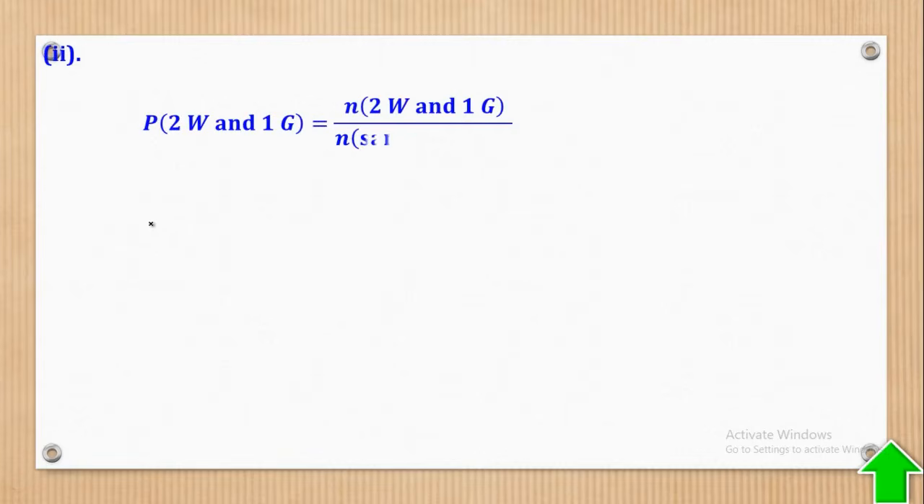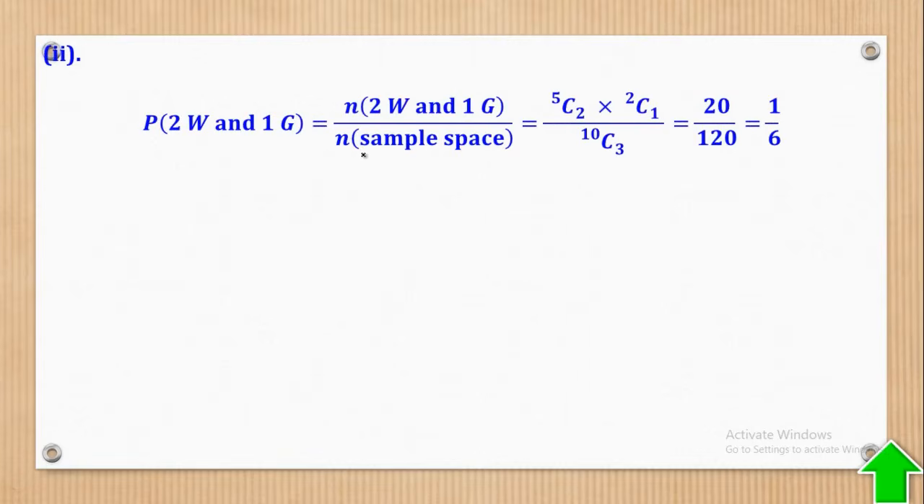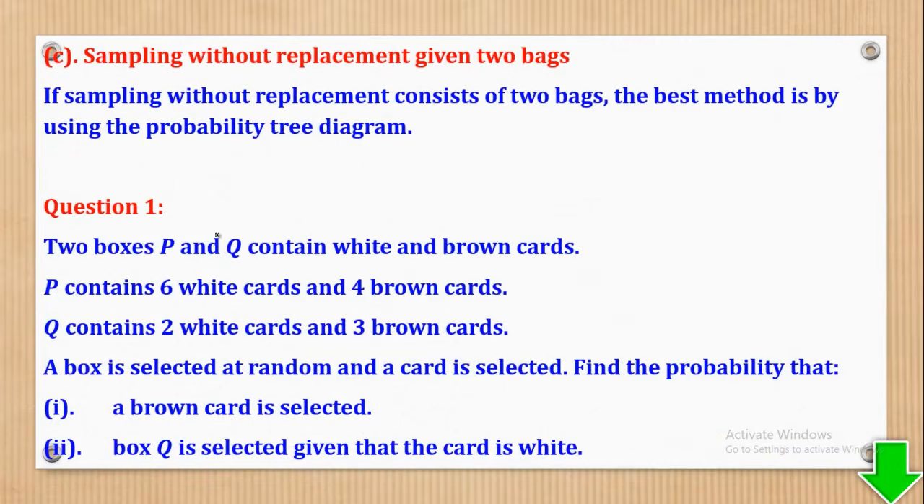So 2 white and a green counter. Still the order is not required. That's why we are using the method of combinations. So out of the 5 you need 2, out of the 2 you need 1, and total is 10, so out of the 10 you need 3, which gives you 1 over 6. So the method of permutation and combination is brief, but you'll still get the same marks as the one who uses the tree diagram.